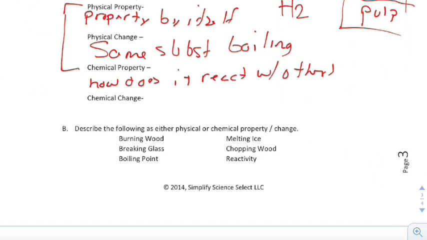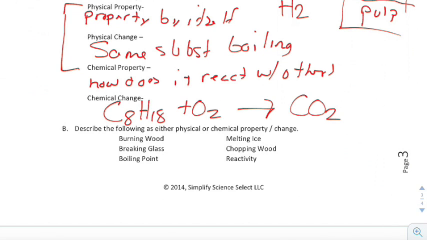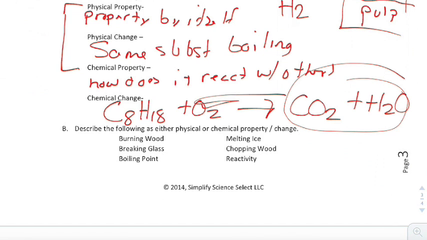A chemical change is where you no longer have the same substance. Like when you start off with octane, which is what is in your gas tank. It reacts with oxygen and it becomes something completely different. It becomes carbon dioxide and water. These are two totally separate things than what I had before. So that's combustion, which is a chemical change.